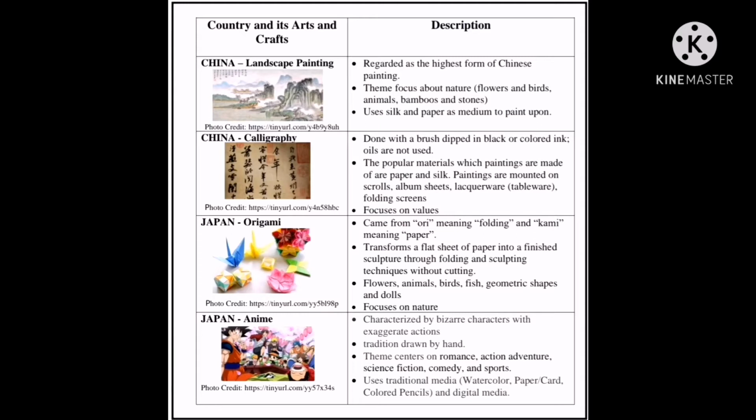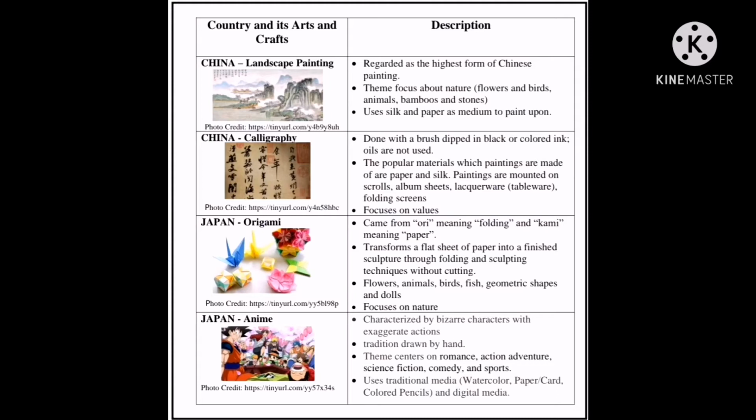The second one is calligraphy. Calligraphy is the art of beautiful handwriting. It is done with a brush dipped in black or colored ink, and oils are not used. The popular materials which paintings are made of are paper and silk. Paintings are mounted on scrolls, album sheets, lacquerware, and folding screens. It focuses on values.